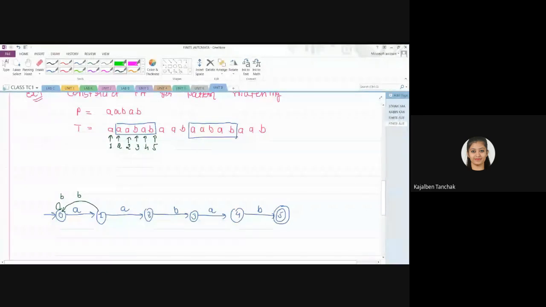Now from 2, b is already there. For a we will do the self node. So what are we now?